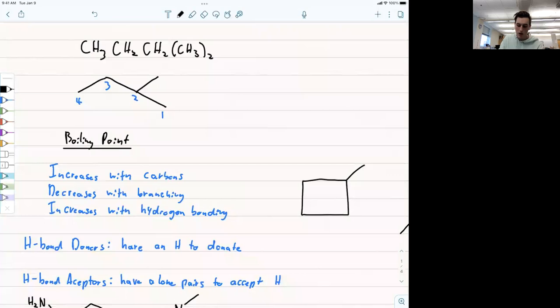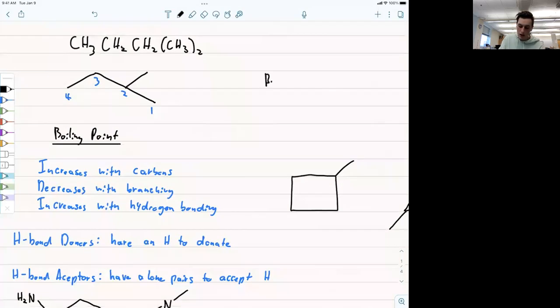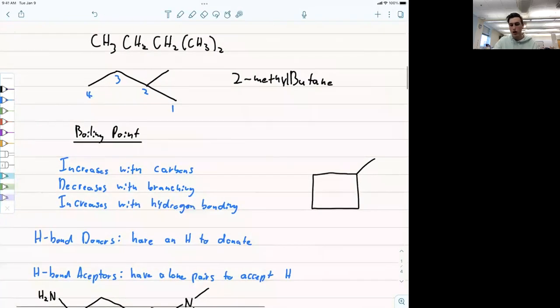In this case, we know butane is going to be my ending because I have 4. And I have a methyl group on my 2nd carbon. So 2-methylbutane will be my name for that one. And again, that's important. A lot of your questions on the exam will have a chain like this to start it off, and then you'll have to go from there to do your reaction.